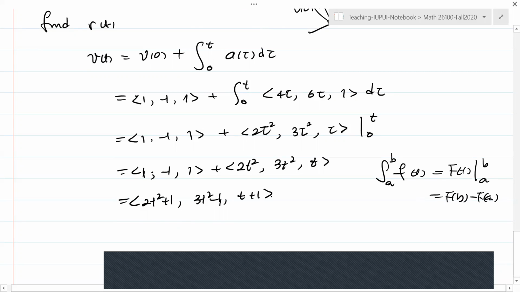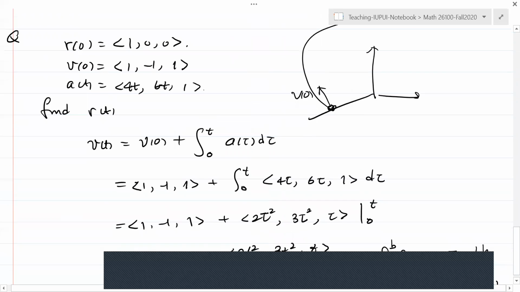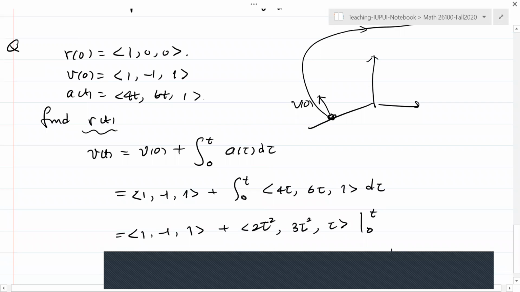No, Professor, she's not asking about how the process works. We're just asking how do you know it's from 0 to t? Why is it not from 0 to 1 or 1 to t? Exactly. We are asked to find the general formula for the position vector, so we do not specify the time. We just say, hey, arbitrary time t. So that's why this integral is from 0 to t.